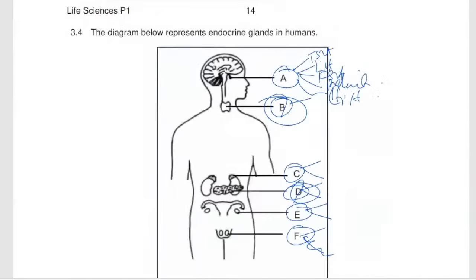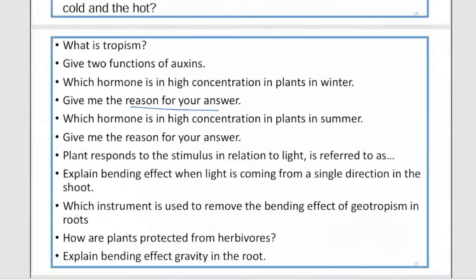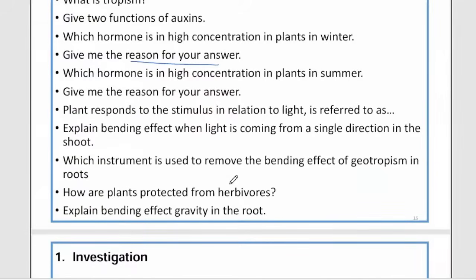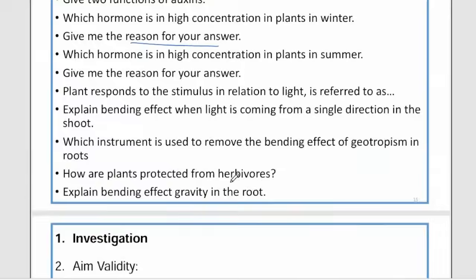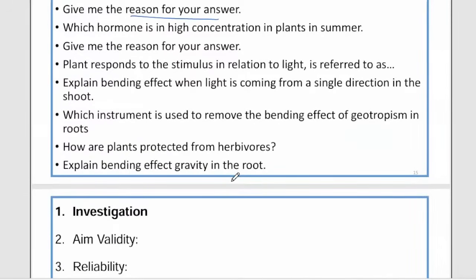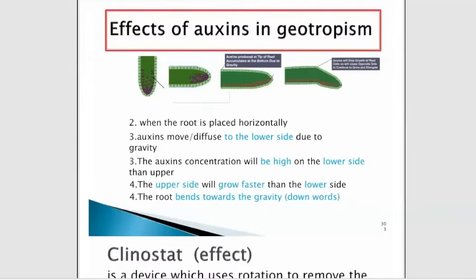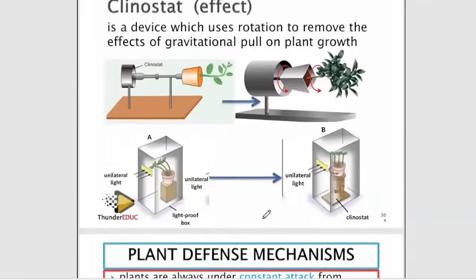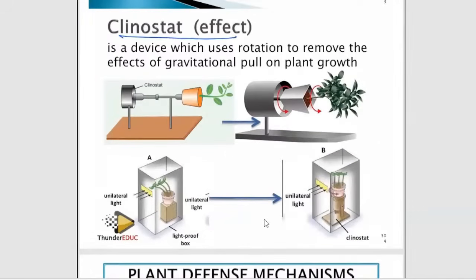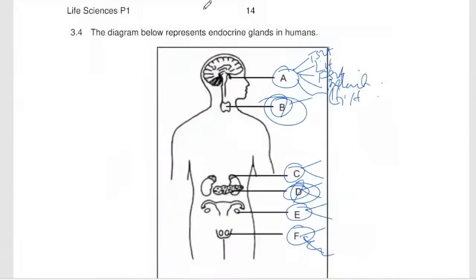Okay, then we have the next question, which is saying plant response to stimulus, explain the bending effect of light from the shoot. Which instrument is used to remove the bending effect of geotropism? This one is called the clinostat. The clinostat is this one which rotates. It removes the bending effect. It keeps on rotating so that there is equal distribution of auxins on the shoot.